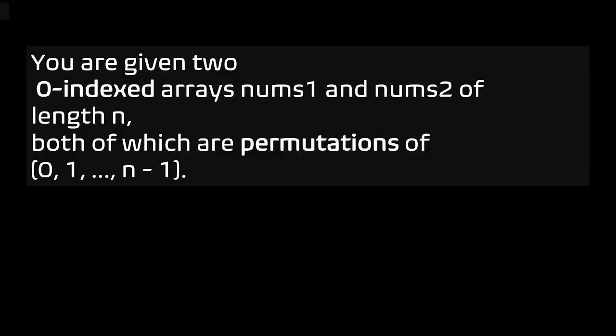till n minus 1. So basically, our nums1 and nums2 will have the same length and the same number of elements as well. And the elements also will be the same inside these arrays. The only difference is their arrangement. The elements' arrangement in nums1 and nums2 will be different.